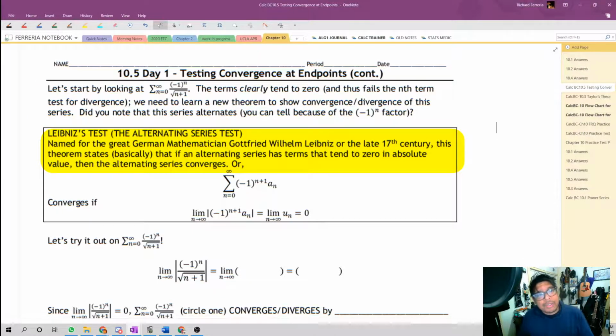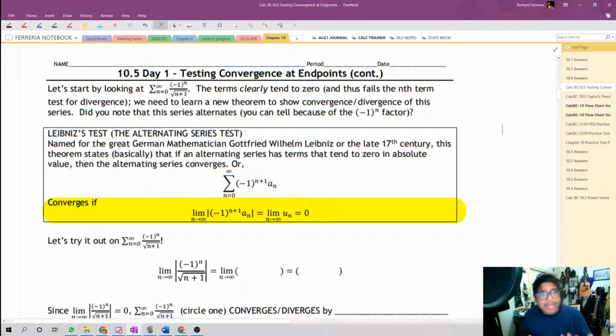This takes us to what's known as the Leibniz Test for an alternating series. Sometimes students will call it the alternating series test, but Gottfried Wilhelm Leibniz is such a giant of mathematics that we might as well say his name. This Leibniz test tells us that if we have an alternating series, and we look at just the terms without positive or negative, the positive part of every term, then if that limit goes to 0, the alternating series is going to converge.